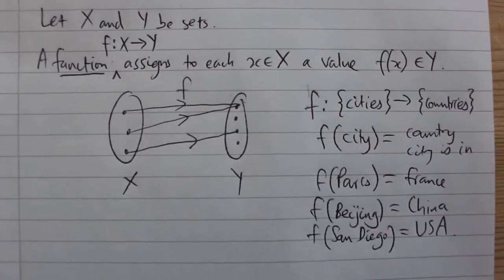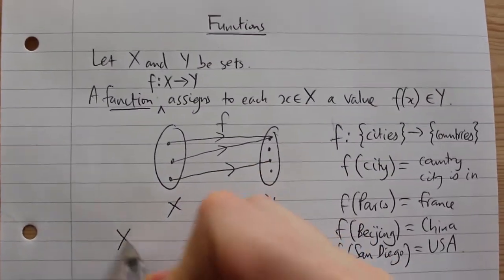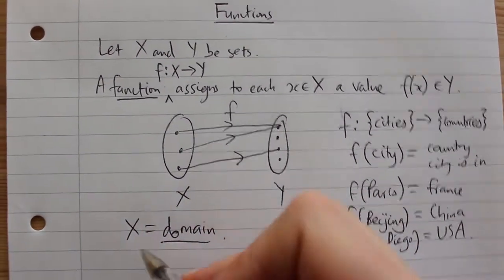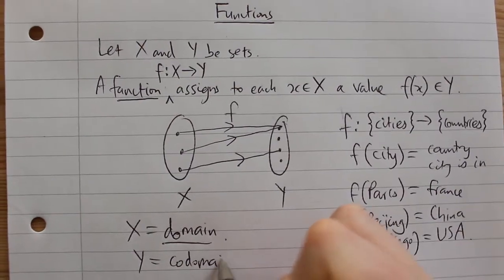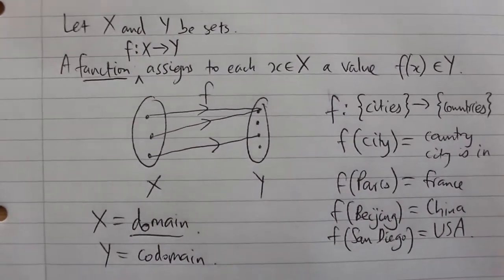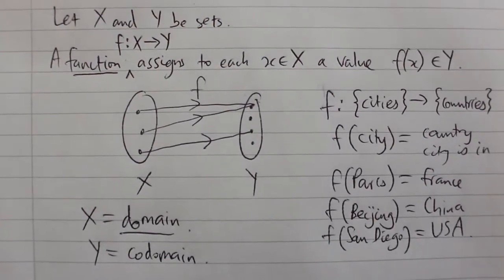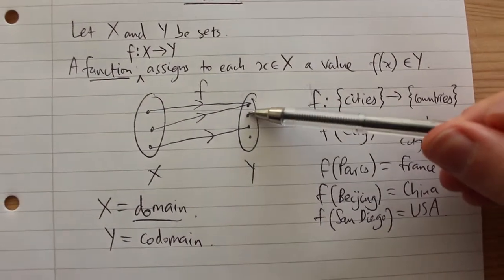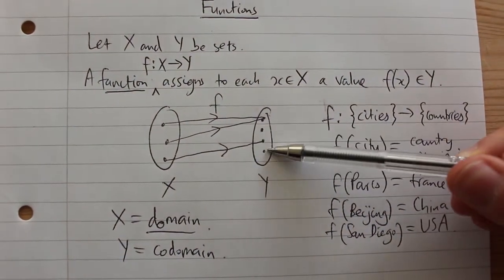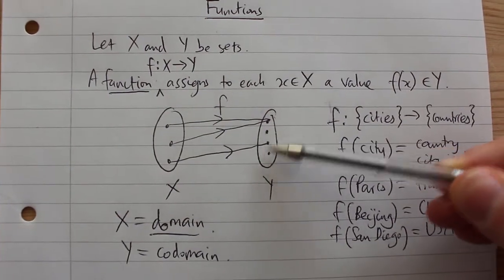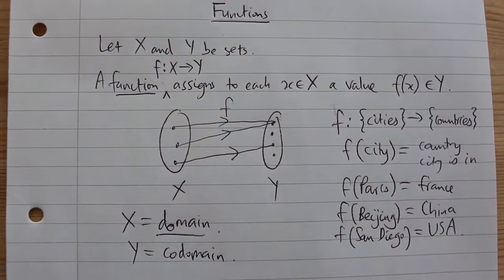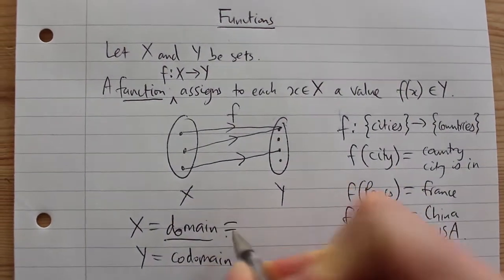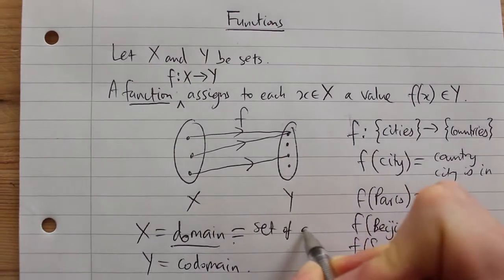Now these two sets x and y have names. X is called the domain of the function. This is the set of all possible inputs, and y is called the codomain. And notice that y doesn't have to be the set of all possible outputs, because in this example, nothing in x maps to these two elements in y. So it is not necessarily true that everything in y is an output of something under the function, but the domain is the set of all inputs.